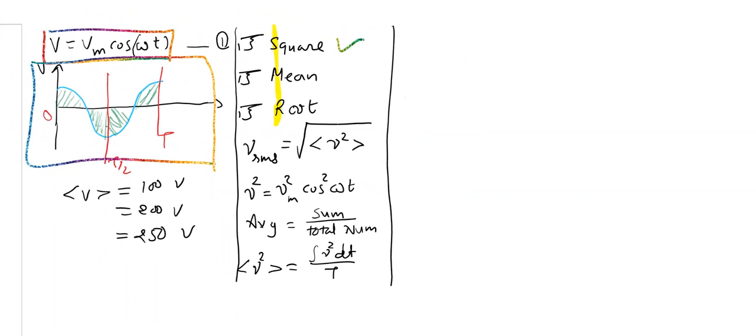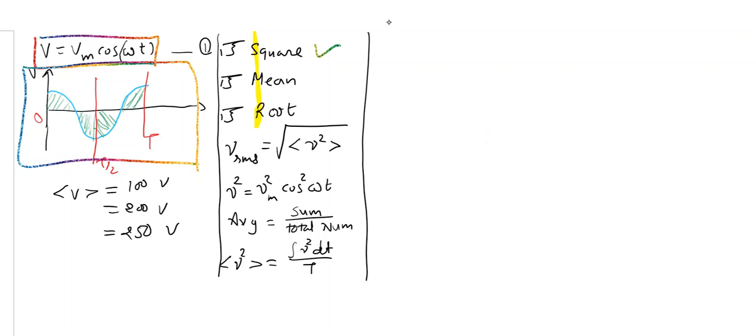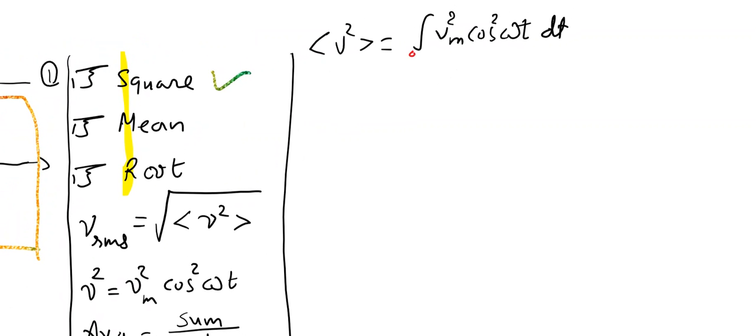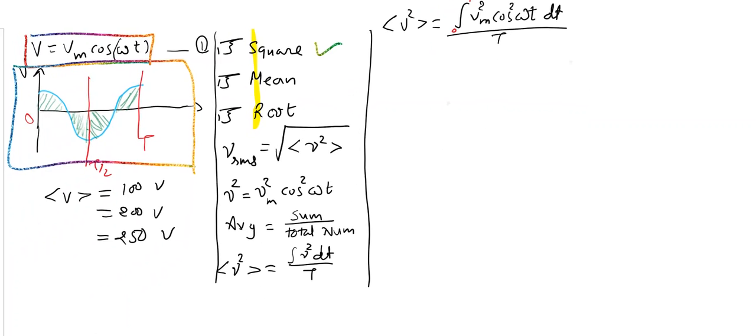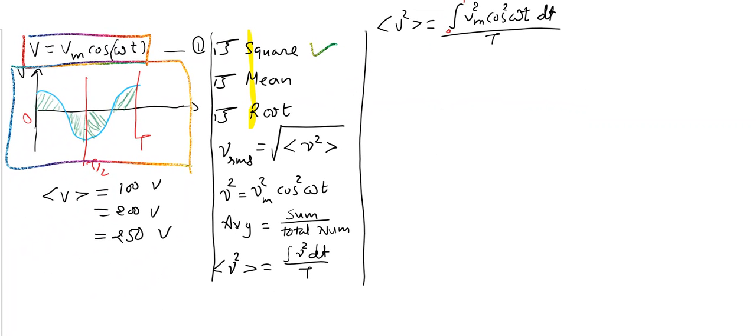So average v square can be given as integration Vm square cos square omega t dt, and as we are integrating from 0 to total time period, we will divide this with T. Okay, and Vm and T being constant can be taken outside, so we will have Vm square by T and integration of cos square omega t dt. Limit of integration is from 0 to capital T.